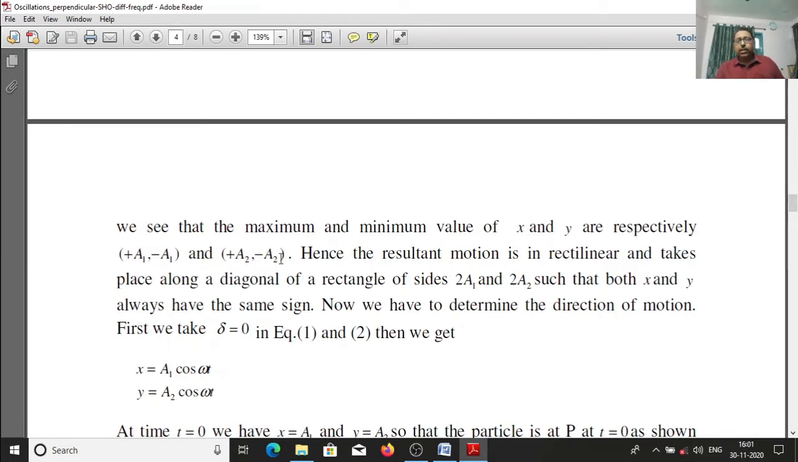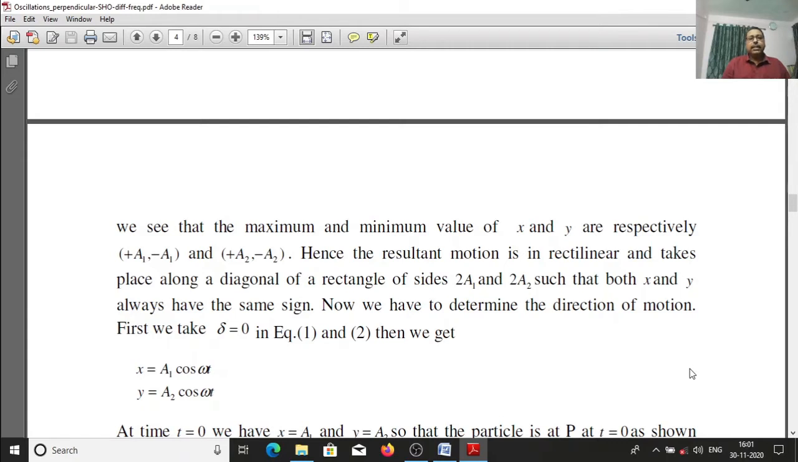Hence, this is important, the maximum and minimum values of x are plus a1 and minus a1, while the maximum value of y is plus a2 and the minimum is minus a2. Hence the resultant motion is rectilinear and takes place along a diagonal of a rectangle of sides 2a1 and 2a2. Why a rectangle? A diagonal of a rectangle.